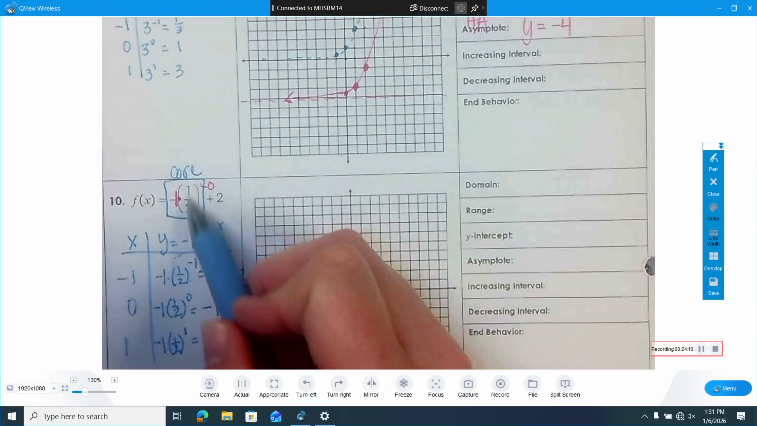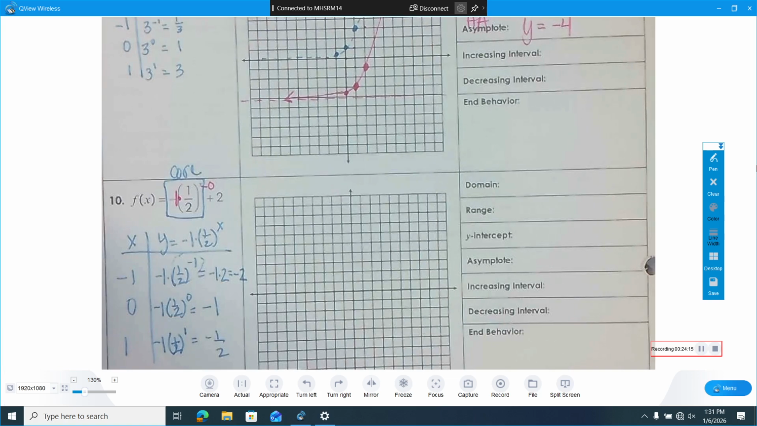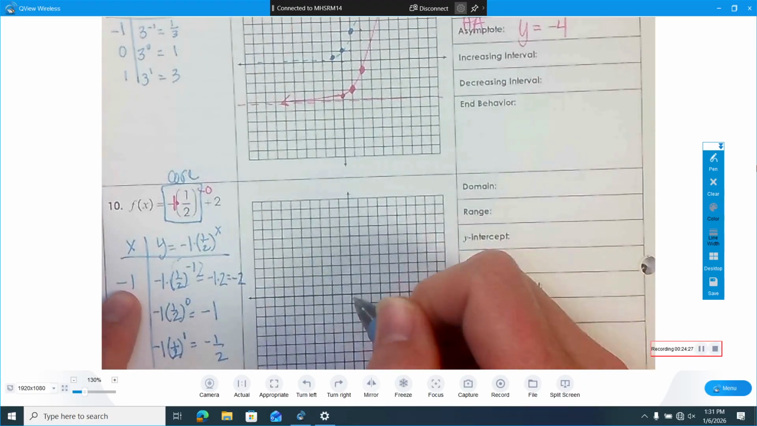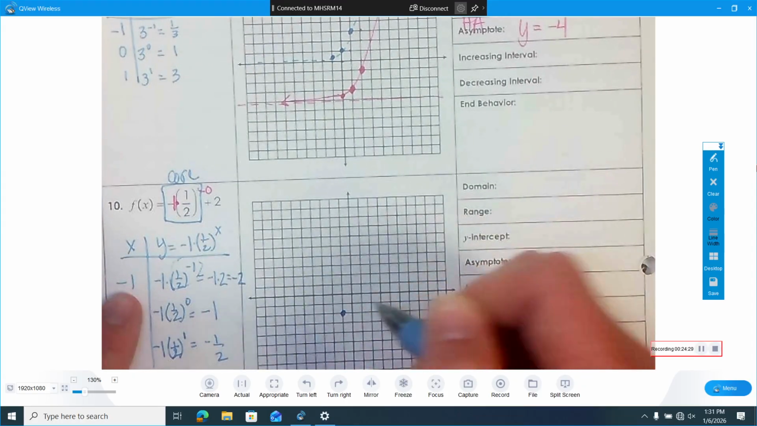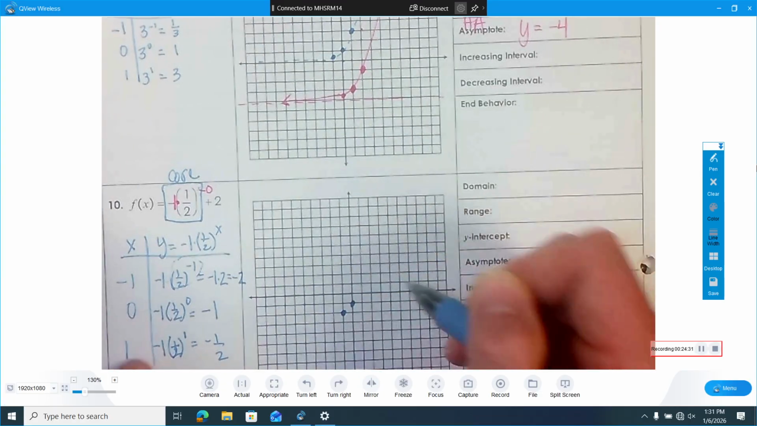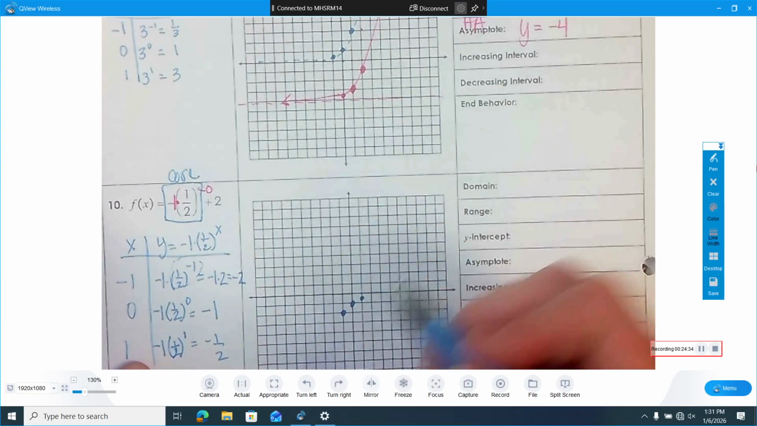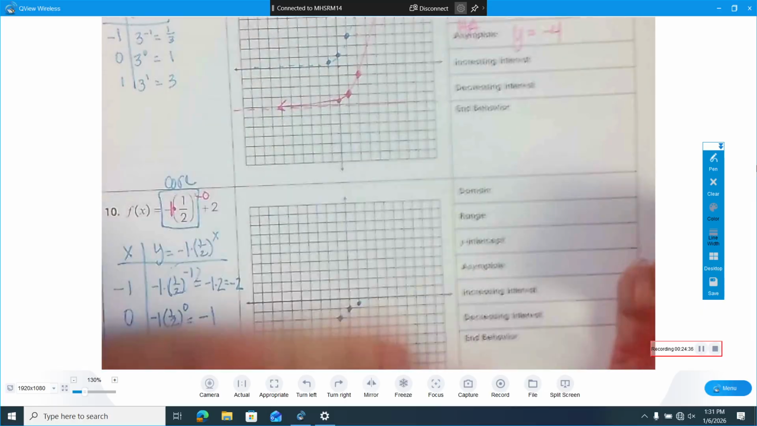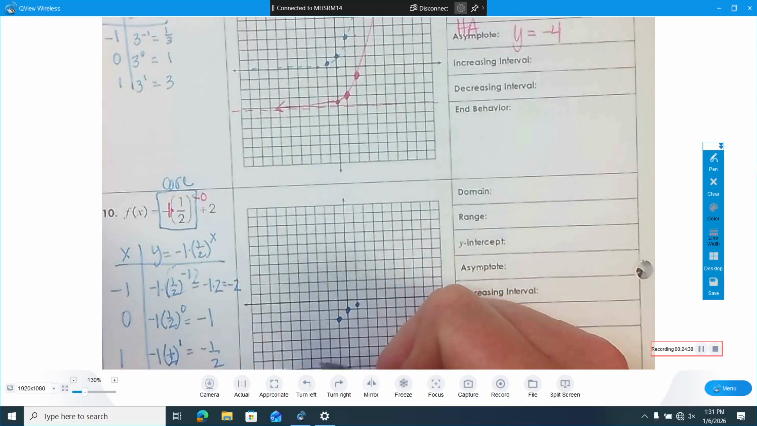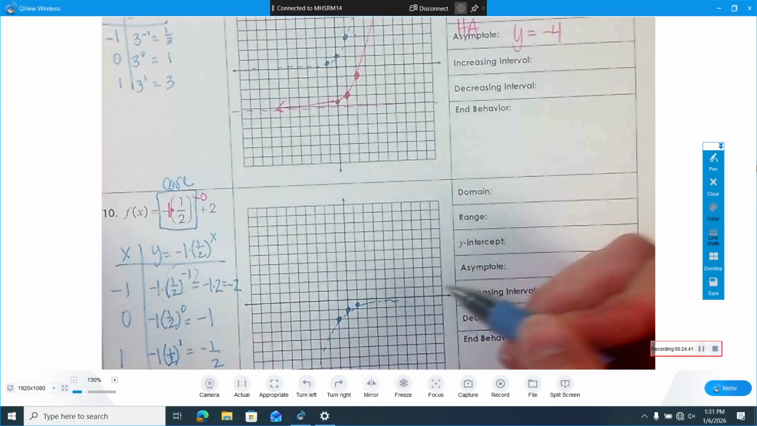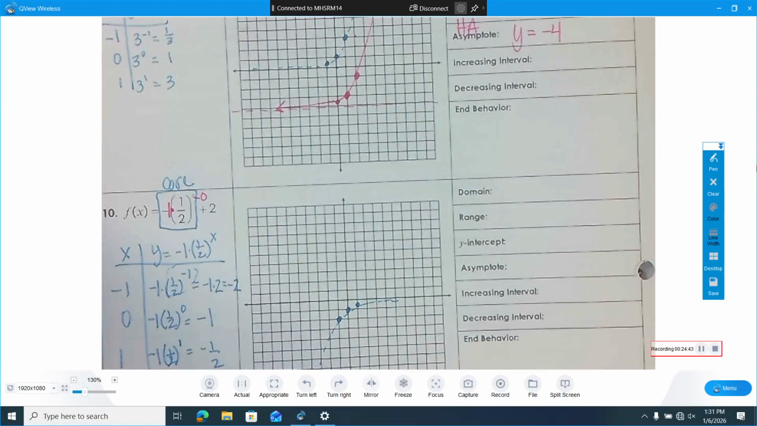I know it's decay because of the 1/2. That's a number between 0 and 1. It's going to be a decay function. So this is Superman coming in for a landing, but it's flipped upside down because of the negative in front. Let me see what happens here. We've got (-1, -2), (0, -1), and (1, -1/2). So that Superman graph got flipped upside down, coming into a landing from below because of the negative.